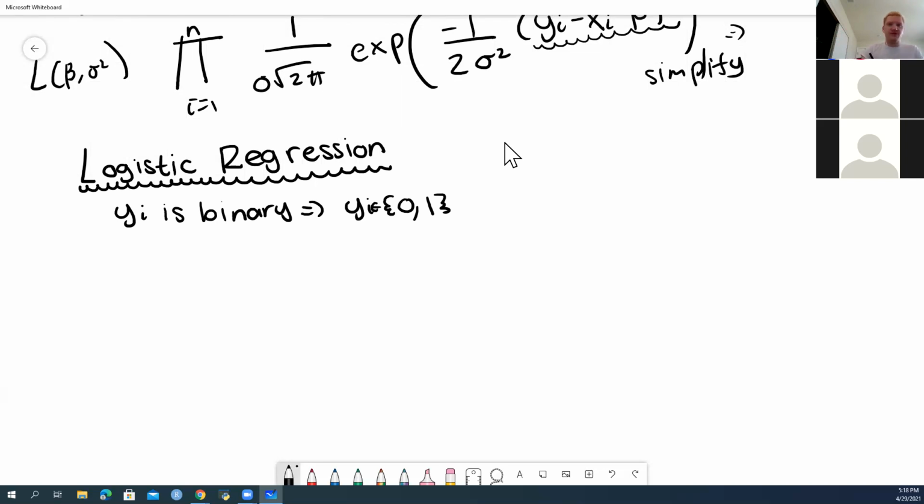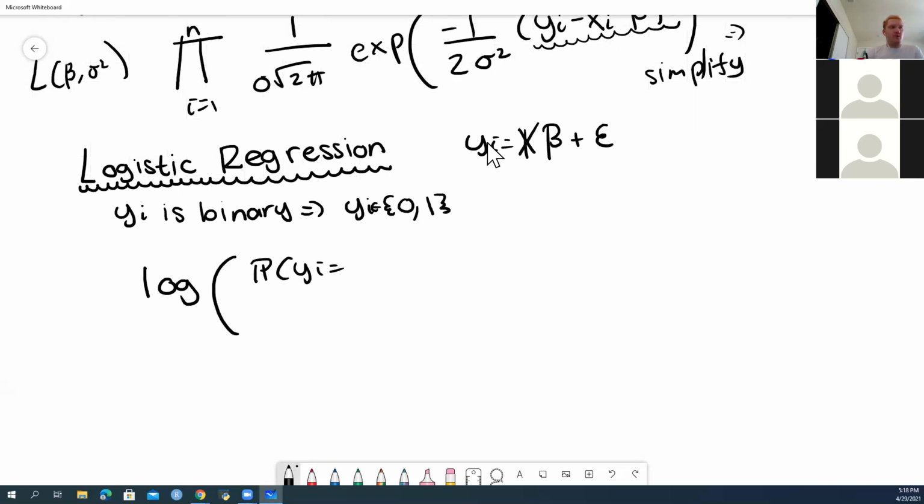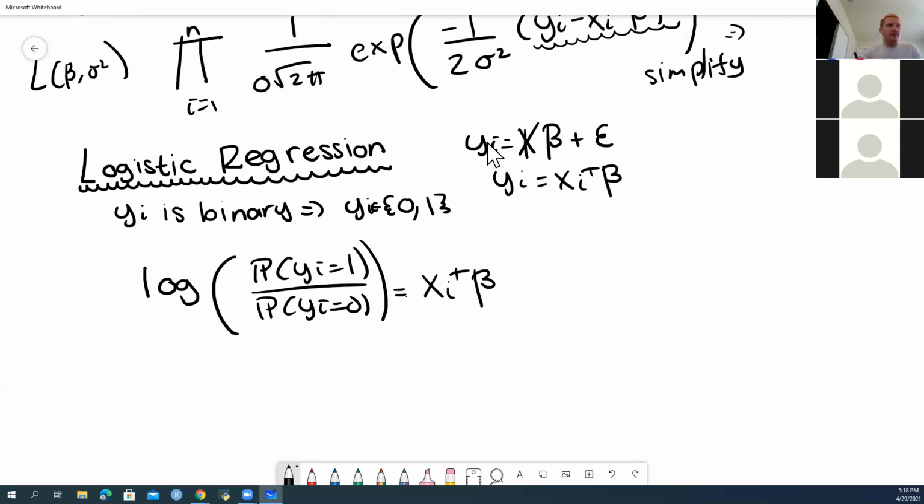This regression is really important for machine learning if you've never done it yet. The setup now, instead of what we had before, where yi is equal to x beta plus epsilon, is that the log of the probability that yi equals 1 over the probability of yi equaling 0 is equal to xi transpose beta. So instead of this simple relationship, we have this much more complicated relationship, okay?